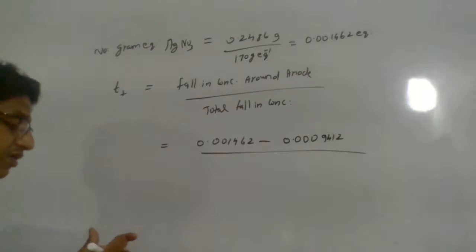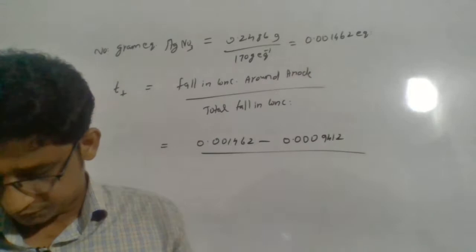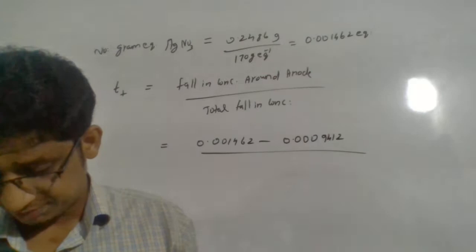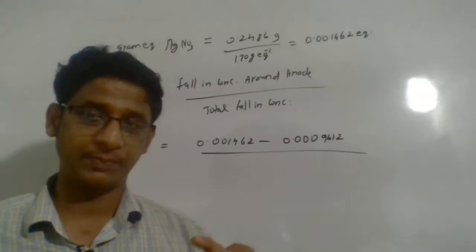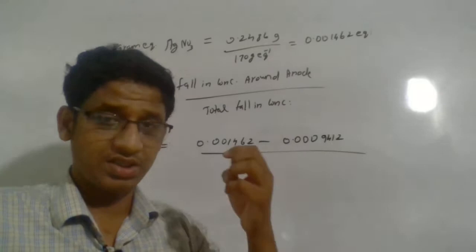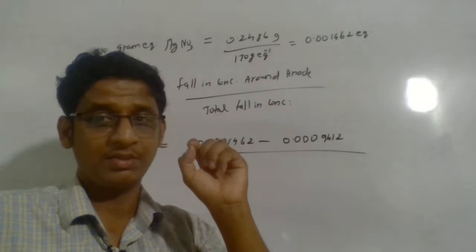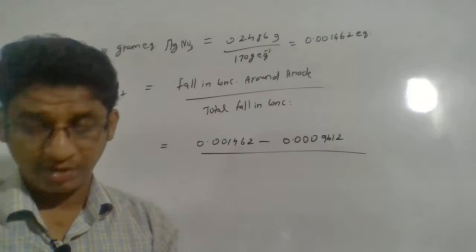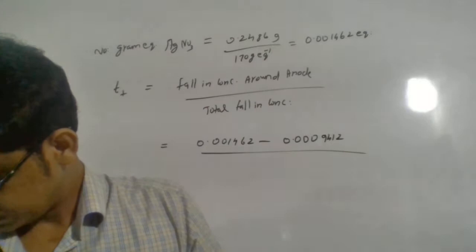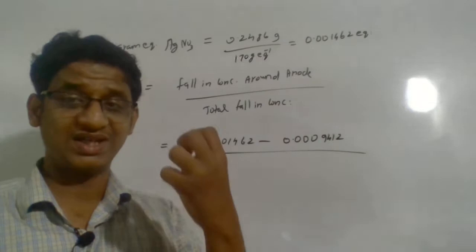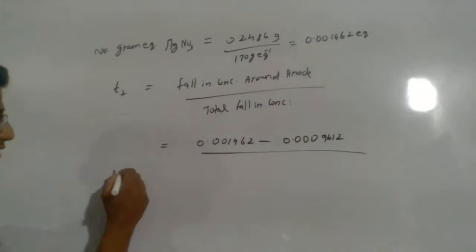Total fall in concentration you can find now, given the data: the mass of copper deposited in the copper coulometer, copper voltameter, that is 0.0388 gram. That is always proportional to the total current passed through the solution, because according to Faraday's law, the amount of substance deposited is always proportional to the amount of electricity passed through it. So the total current passed through the solution is proportional to the mass of substance deposited. Before moving to total fall in concentration, you have to find the equivalent mass. What is the number of gram equivalents of copper? So let us find the number of gram equivalents of copper.